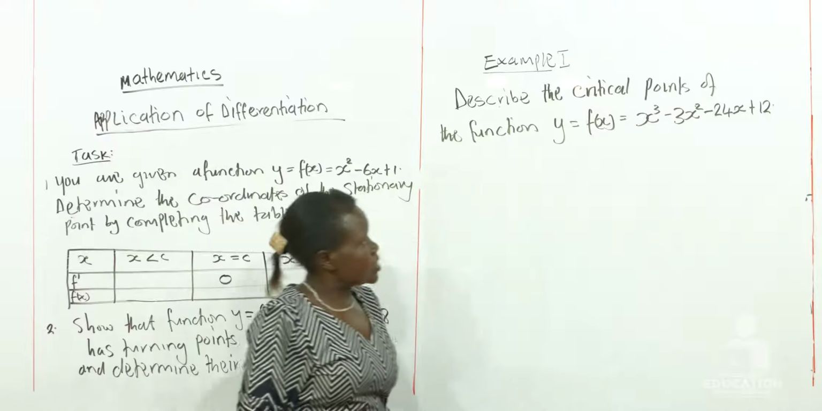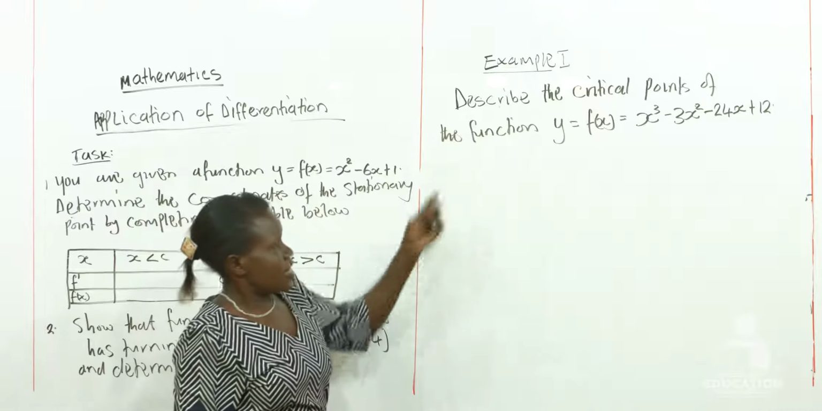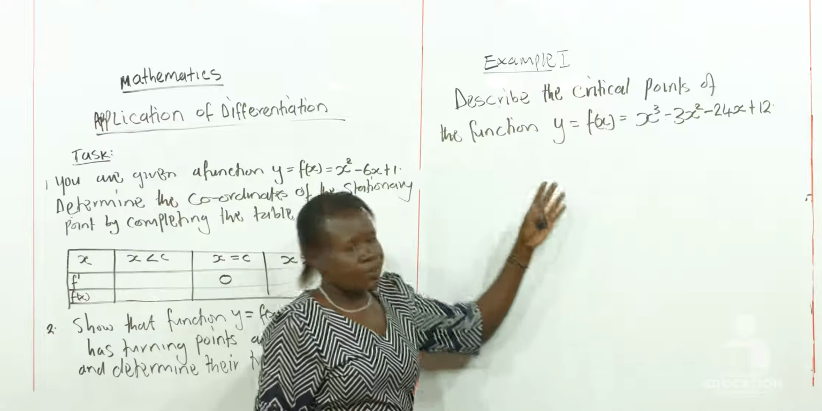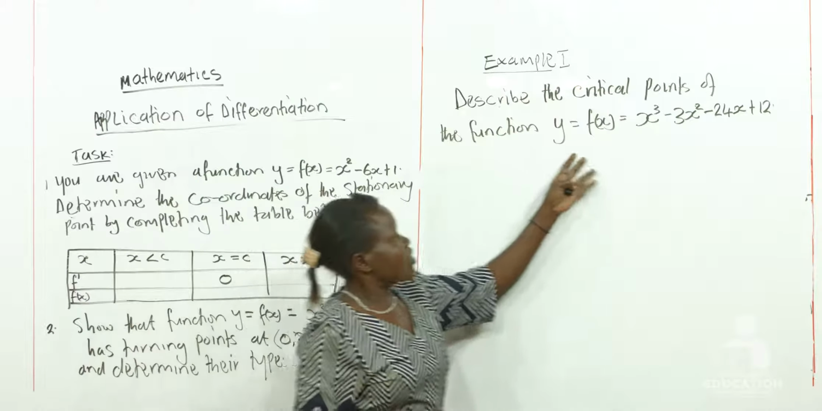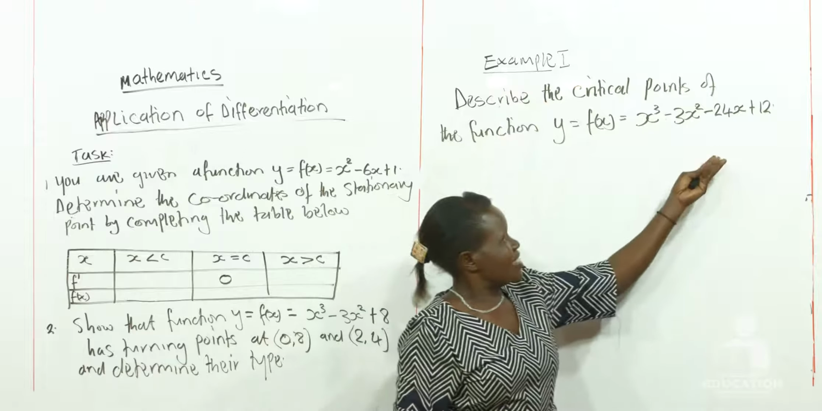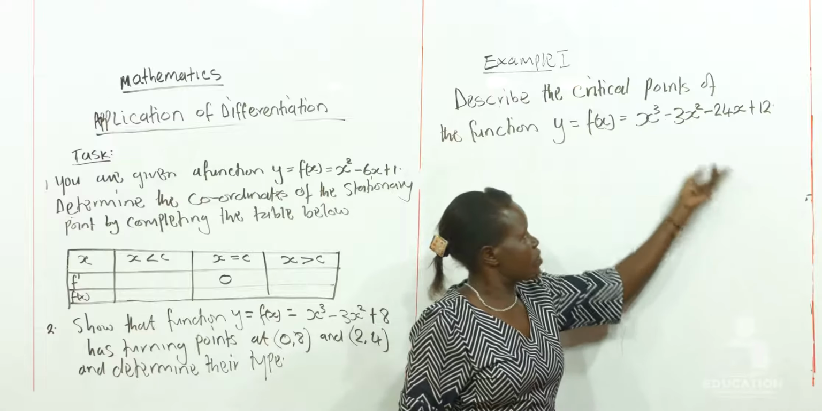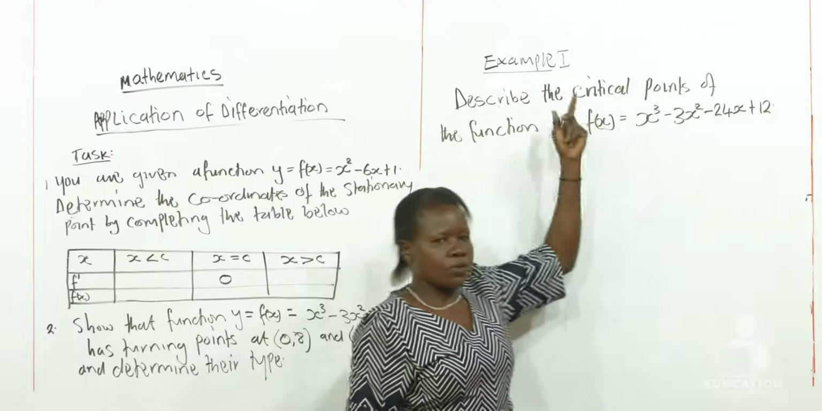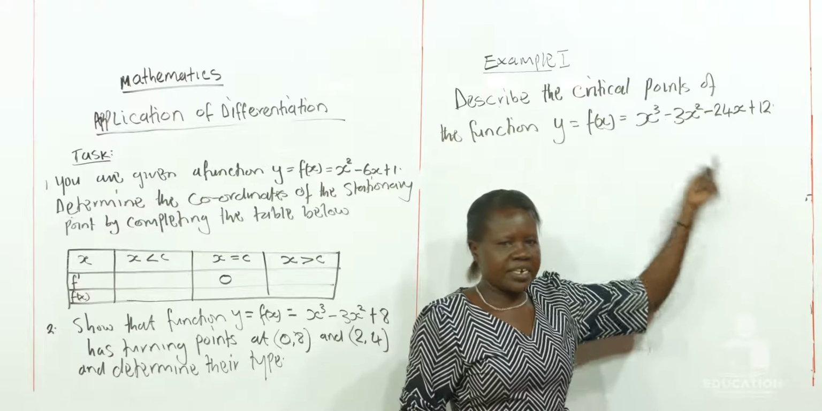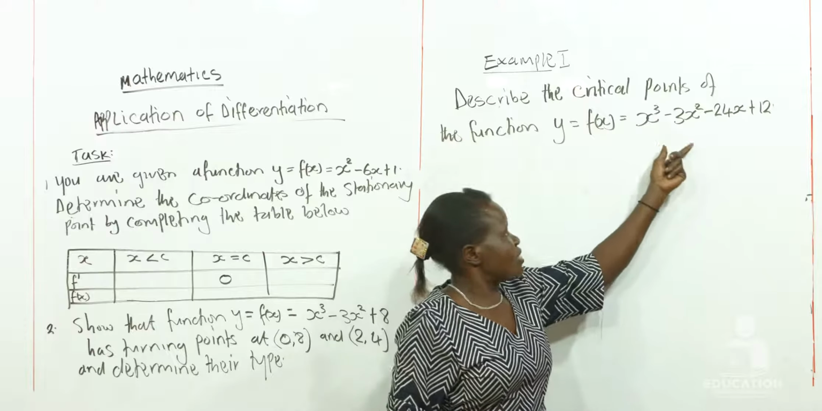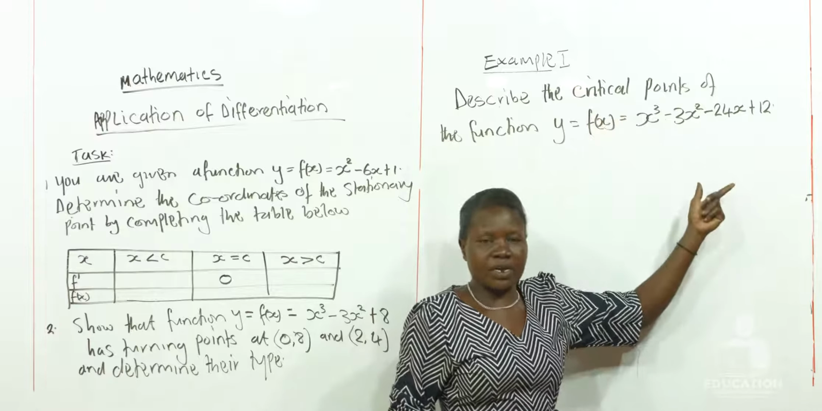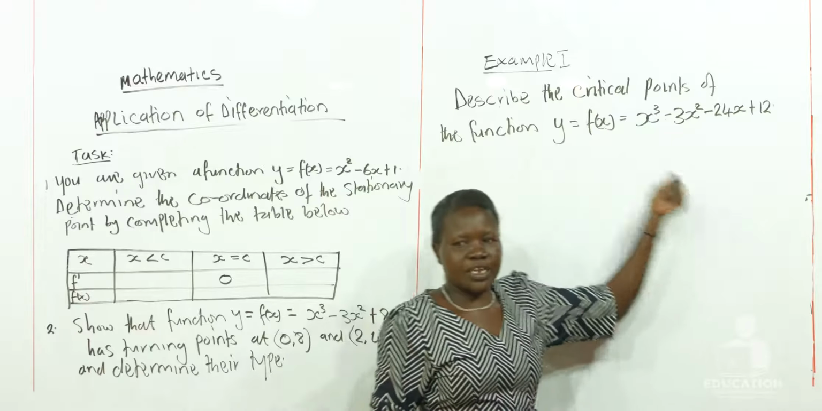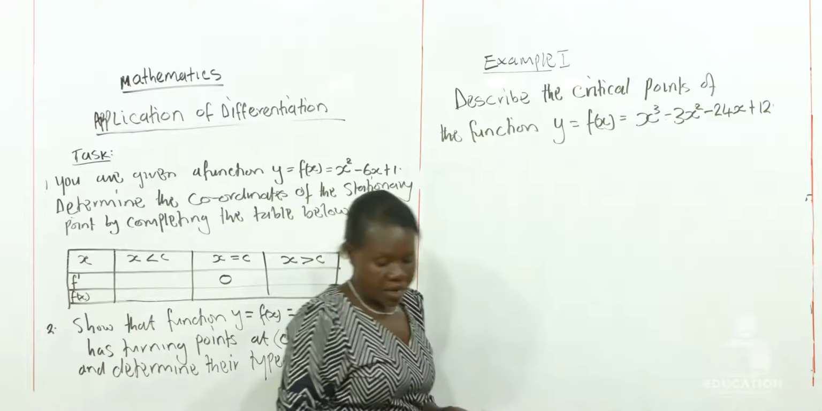So they will ask you like that. Describe means you are to find the stationary point or the critical point of the given function, and then you also go ahead by telling the examiner what type of stationary point you have got. Is it a maximum or a minimum?